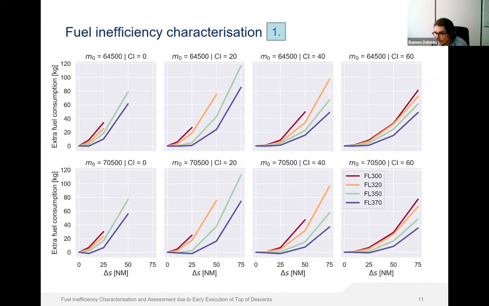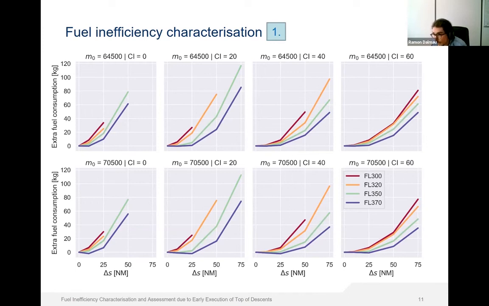This slide shows the fuel consumption difference in kilos between the early descent trajectories and the corresponding idle thrust trajectory plan. Positive numbers indicate a higher fuel consumption during the early descent. Different from the previous figure, here each cell shows the results for a combination of mass and cost index. And within a cell, each line corresponds to a different altitude. But again, the results are shown as a function of the early top of descent distance in the horizontal axis.